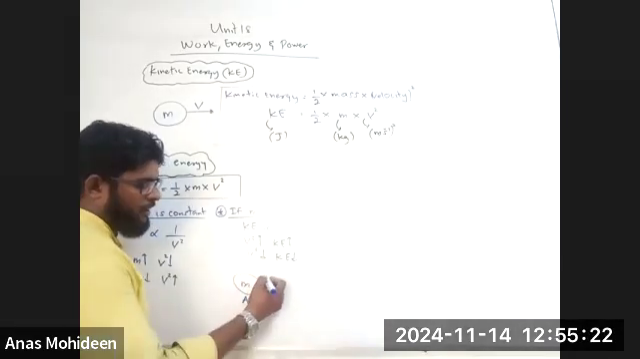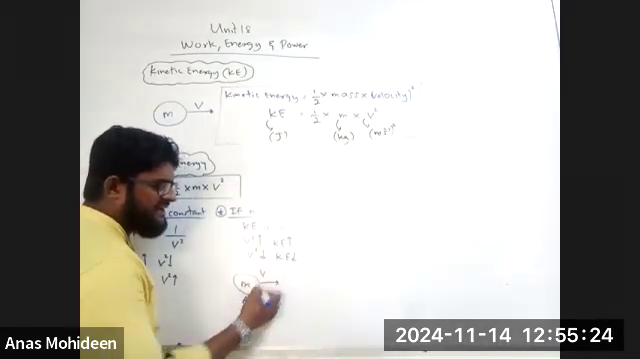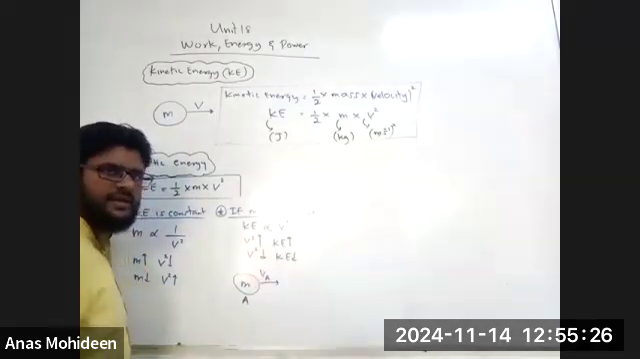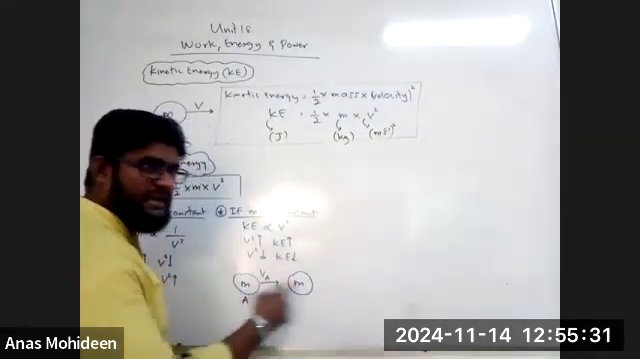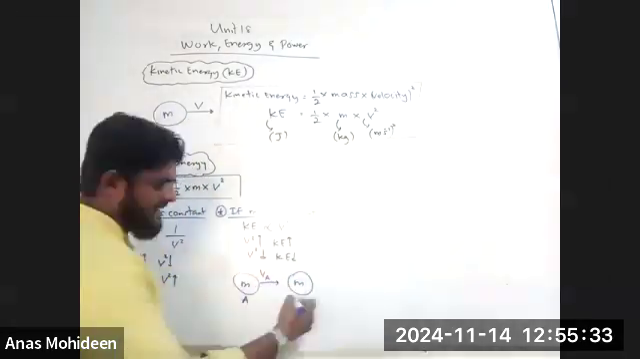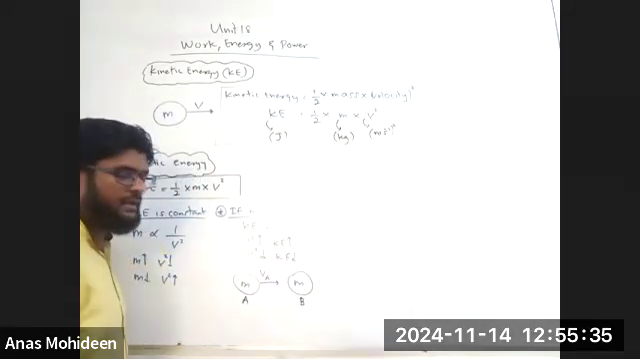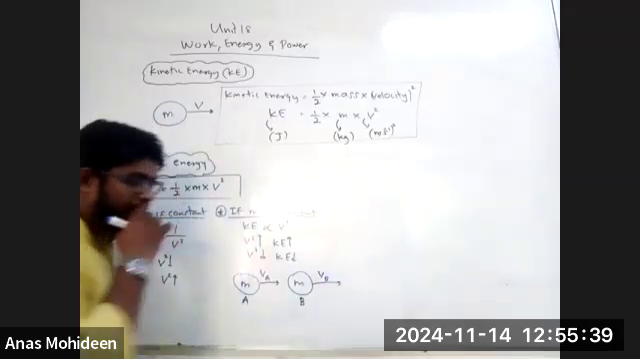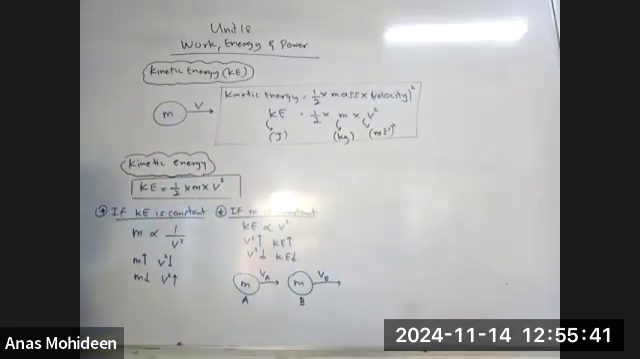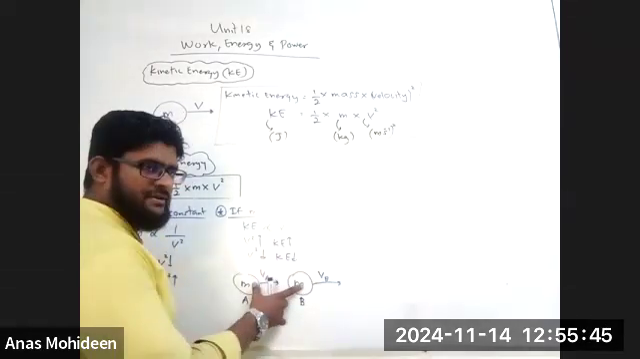The object A is having a velocity VA. And object B, same mass. Mass is the same, I'm writing M. It's having a velocity VB.